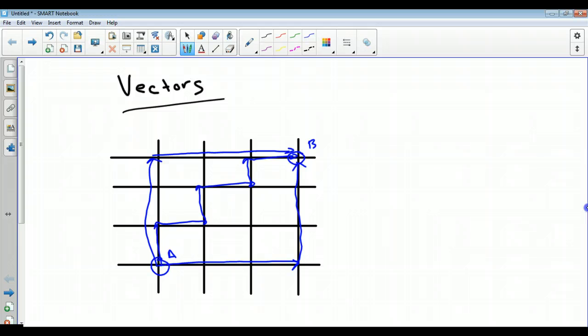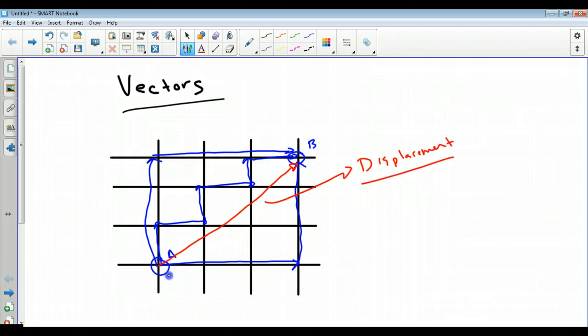But if you were a bird or if you could float through walls, you could go straight from here to here. And so this red vector here is called our displacement vector. And we saw that when we took a look at the school. That was the direction of our displacement and the length of our displacement from location A to location B.